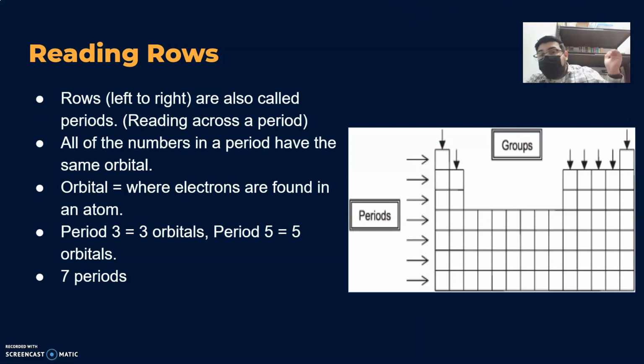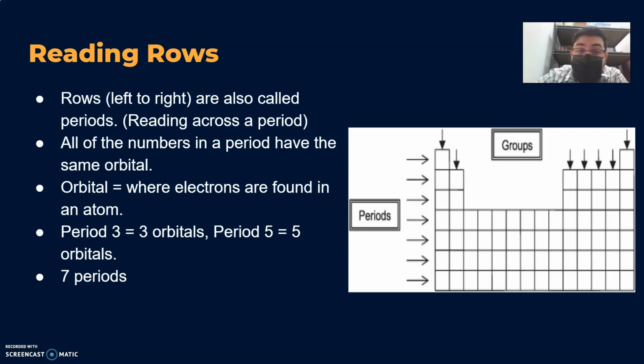So when you're reading rows, that's from left to right, and these are also called periods. Reading across is a period, so left to right, as you normally do, where it's increasing in the atomic number and the atomic mass. All of the elements in a period have the same orbitals. That just means where the electrons are found in an atom.